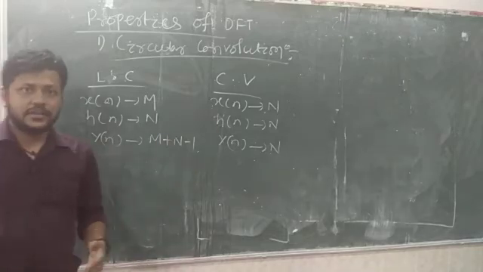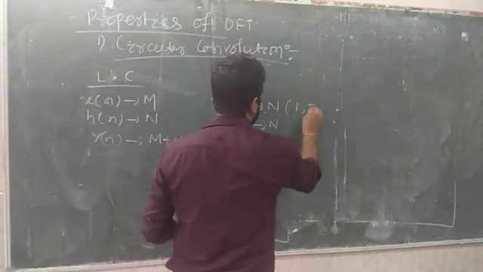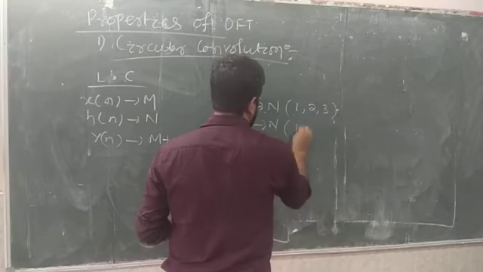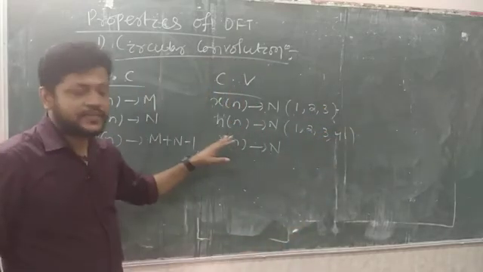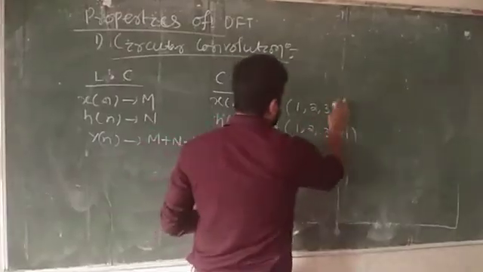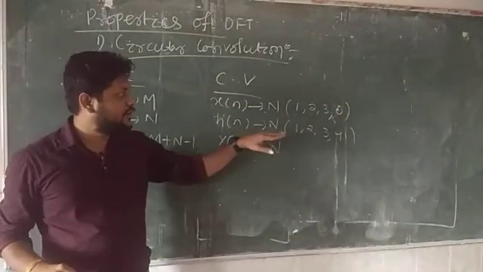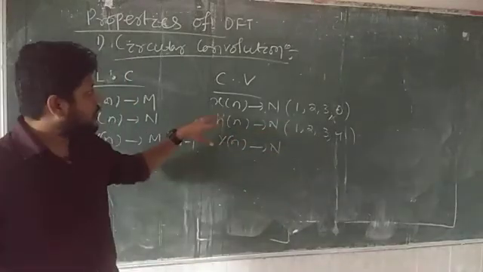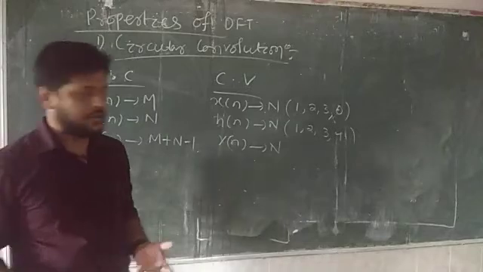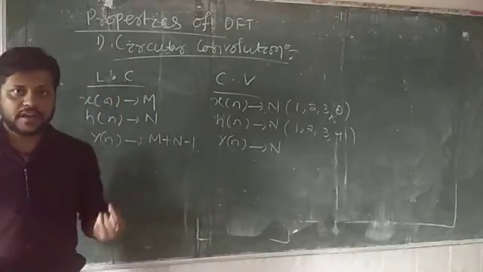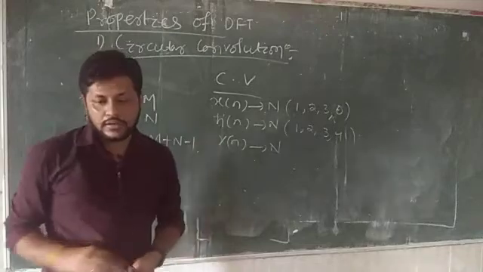For example, if xn is given as 1 2 3 and hn is given as 1 2 3 4, how do we make xn equal with hn? First of all, you have to pad a 0, that is, insert a 0, known as 0 padding. Then both are equal, and now you will perform circular convolution. There are two methods for finding circular convolution. I am going to teach you the matrix method for finding circular convolution.